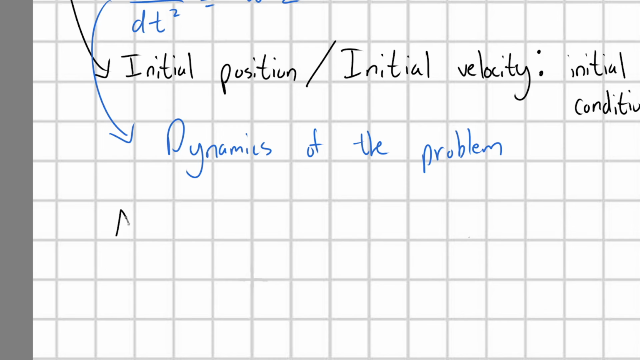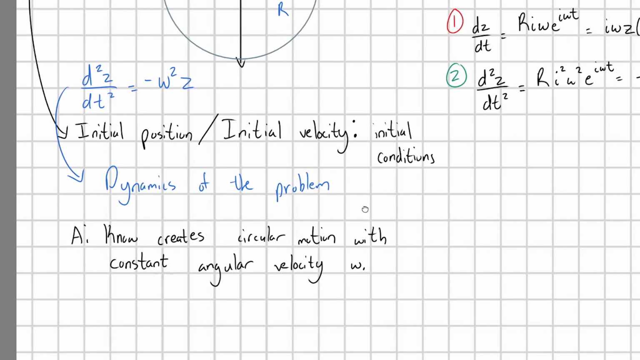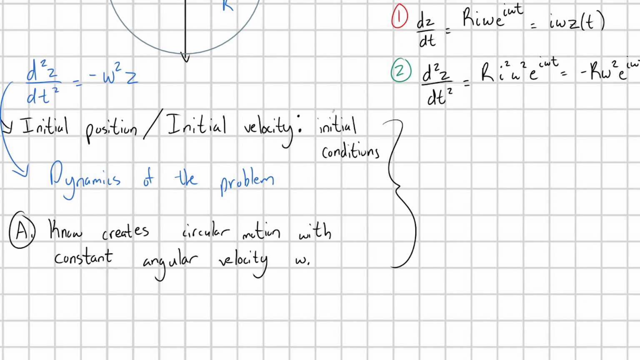So A, we know, creates circular motion with constant angular velocity omega. Okay. We're going to take all of these things and we're going to put them all together. Okay? Are you ready for this statement?